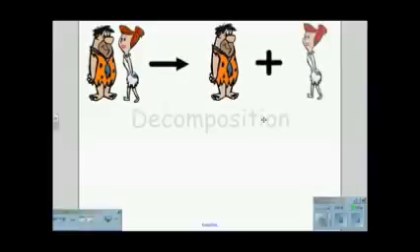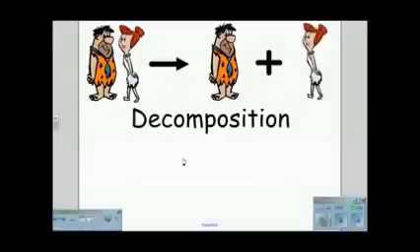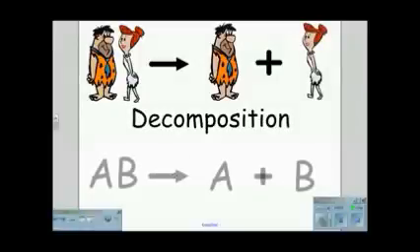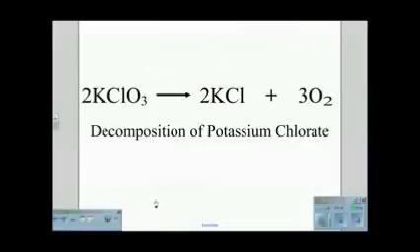If, however, the Flintstones were together and they got a divorce, so that Fred was on his own and Wilma was on her own, then you have decomposition. A compound breaks down into its component parts. AB yields A plus B. This happens in the decomposition of potassium chlorate, when KClO3 breaks down into KCl, potassium chloride, and oxygen gas.